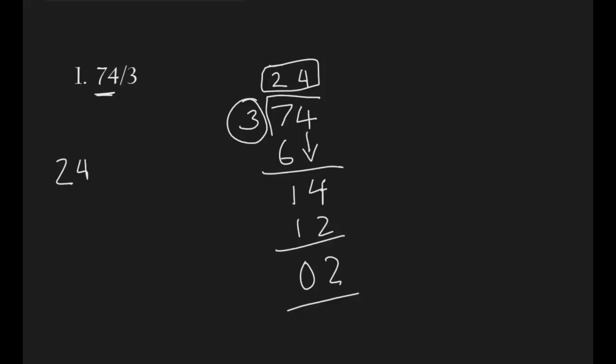24 times 3. That's what we're doing. Let's set it up. 24 times 3. Okay, so 3 times 4 is 12, so 1 goes up here, 2 is here. 3 times 2 is 6, and then 6 plus 1 is 7, so our answer is 72.